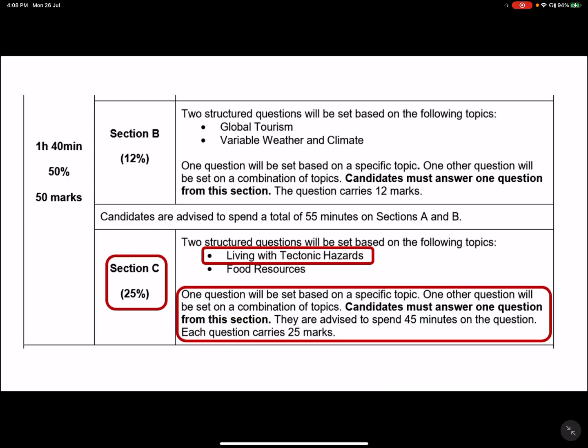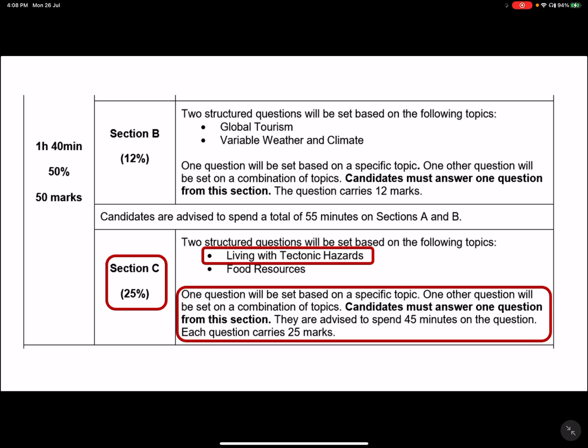So where exactly will you find living with tectonic hazards in terms of your question paper? You will encounter this as a Section C question, which is 25%. It is one of the two topic areas which they can set together with food resources. Bear in mind that there are years where it will be food heavy and years where it's tectonic heavy, which means that you may encounter 1.5 questions on one topic.